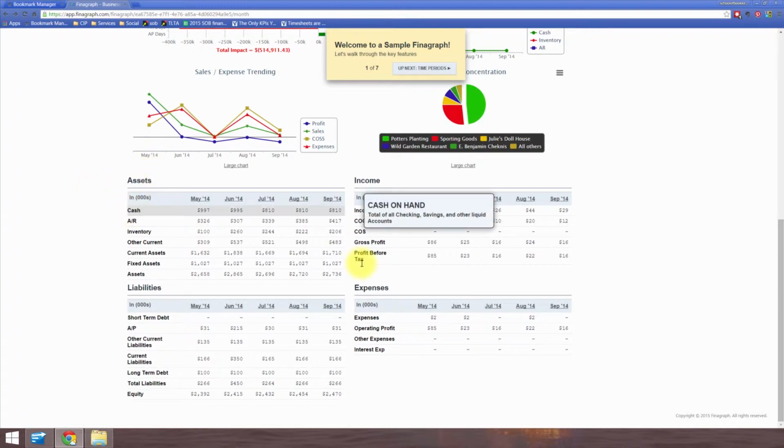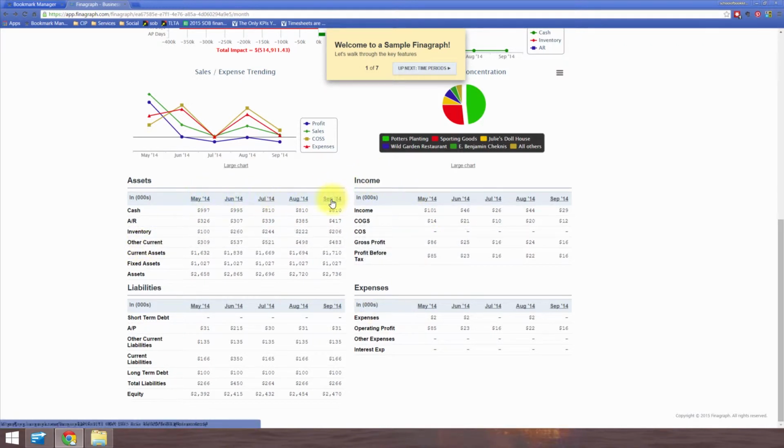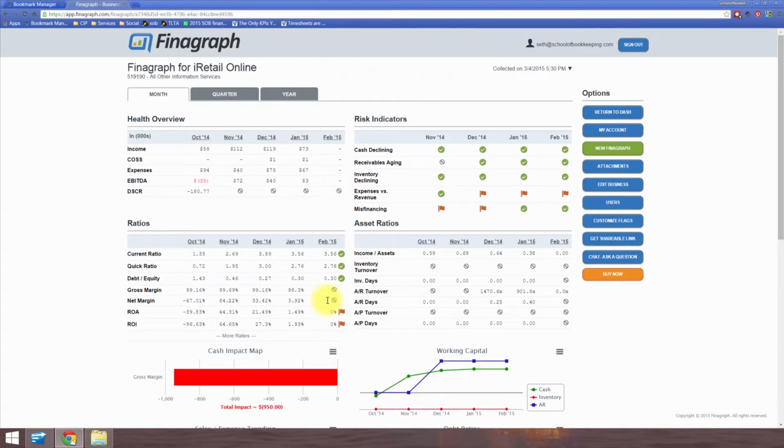Down here we're back to a table and we have an assets table. And again, when you click on it, it gives you the definition of what you're looking at. So this is pretty straightforward. Again, notice that these are hyperlinked, so these will take me back into the financial statements that effectively sit behind all this. Let's go look at, this is the sample from Finagraph. Let's go look at one that's not a sample. Let's say this was your client. I retail online. And let's say we're looking at this.